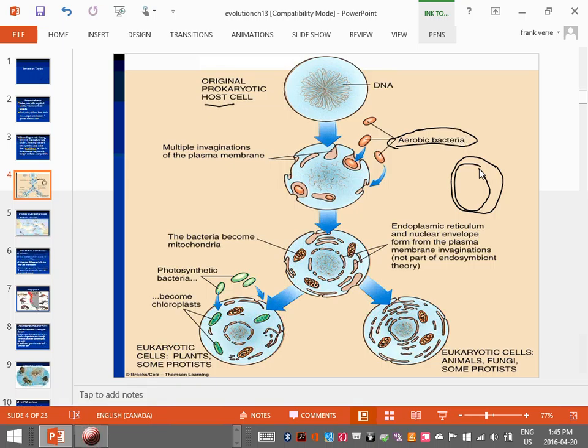The most convincing evidence, and we study this in genetics, is: what other organelle in your cell has its own DNA? If I were to say to you, where's your DNA, what would you tell me? In the nucleus, right? It's in the nucleus. But there is another organelle that has DNA in it.